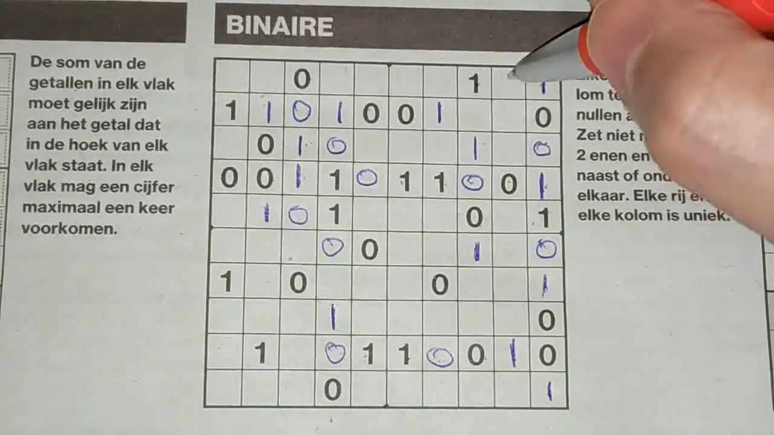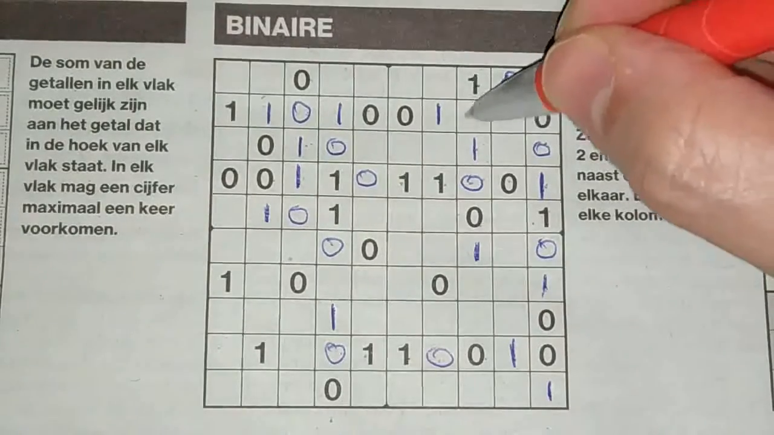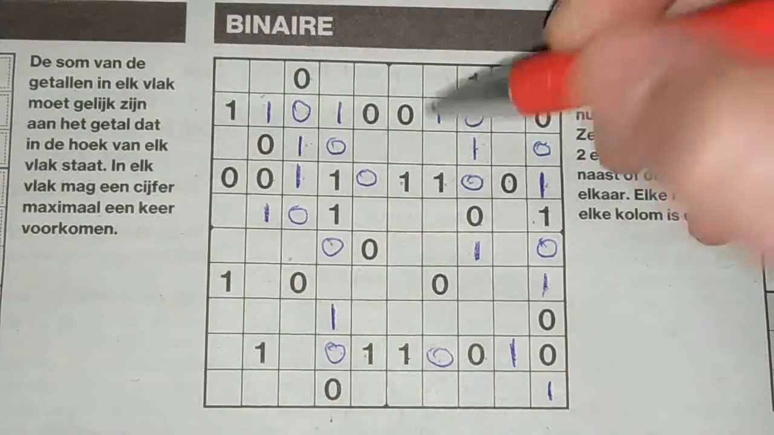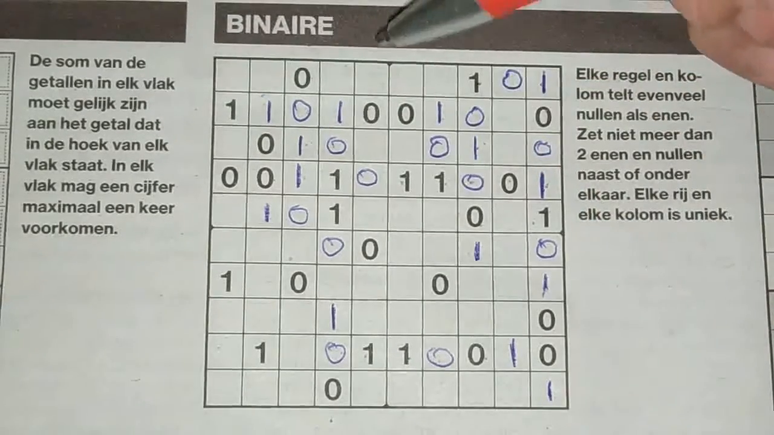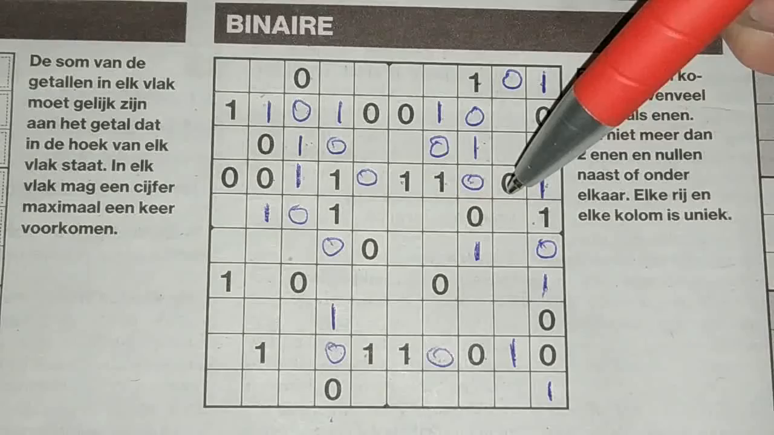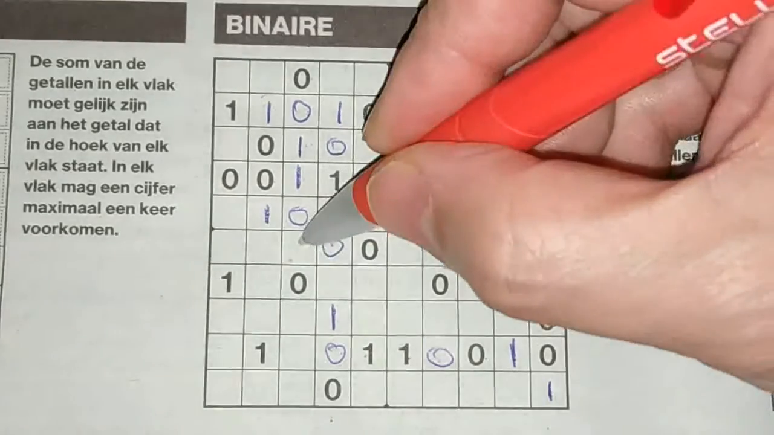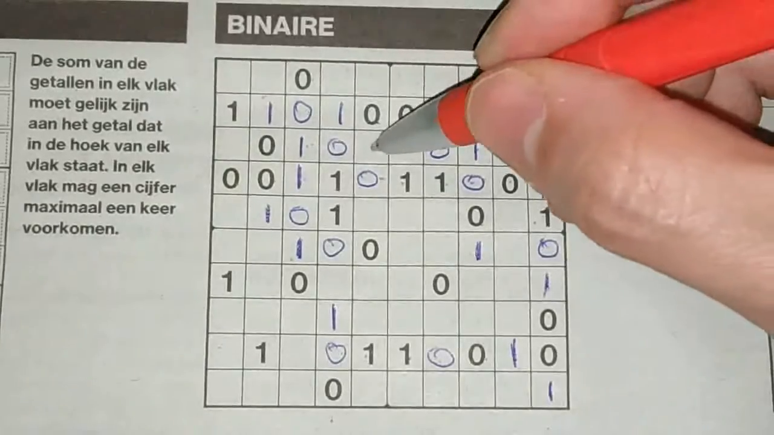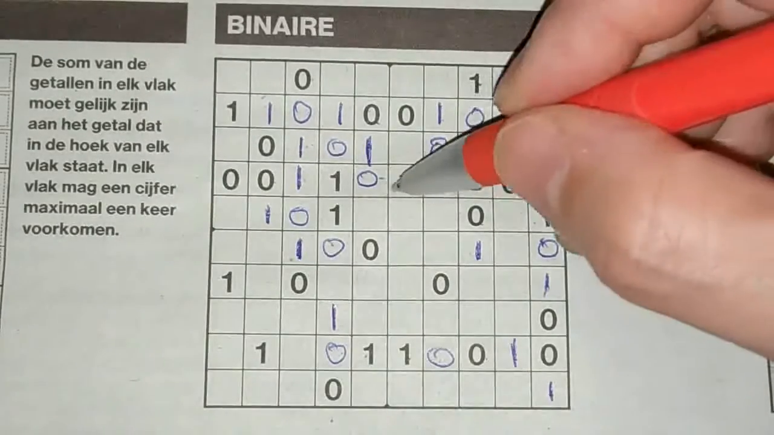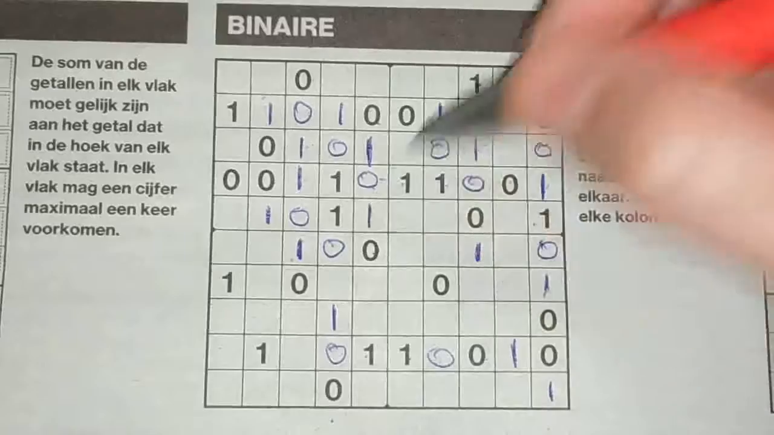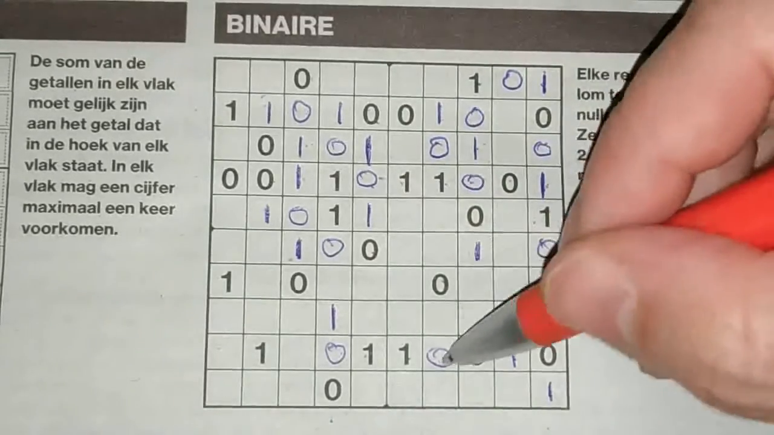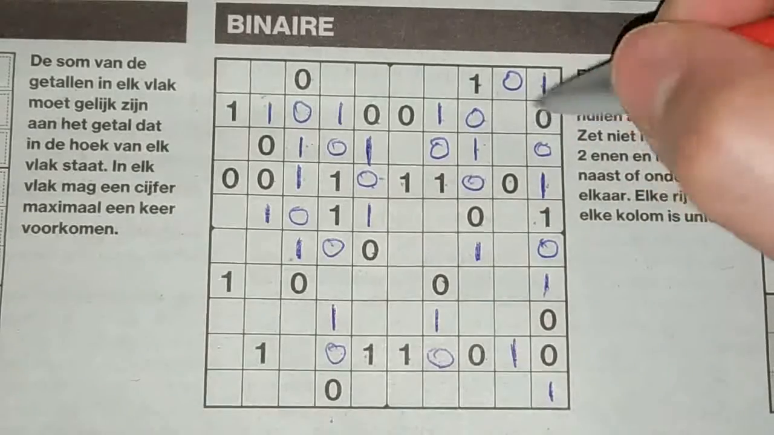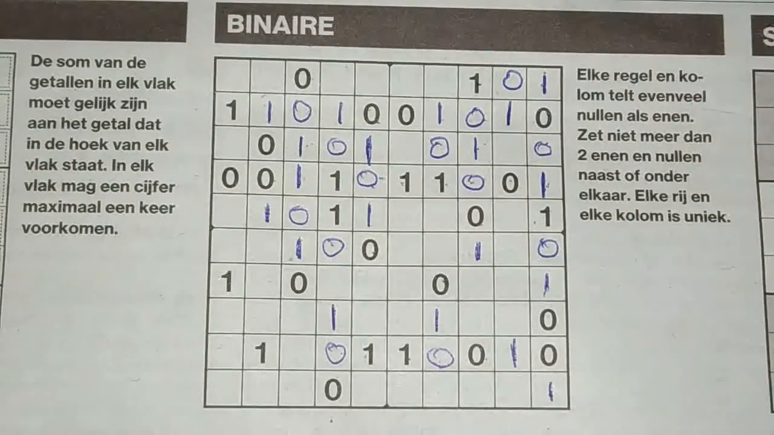Between two ones comes an O. Between two O's comes an one.